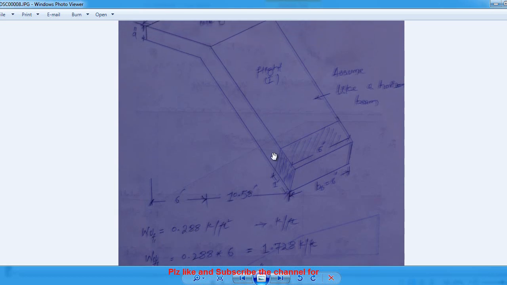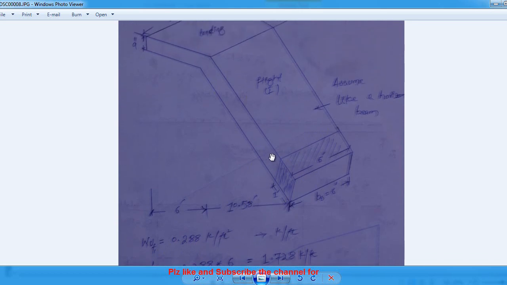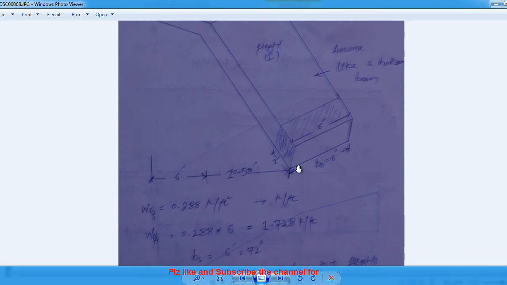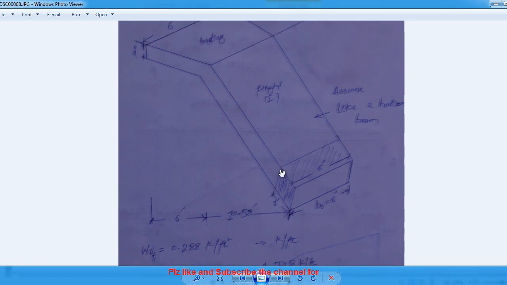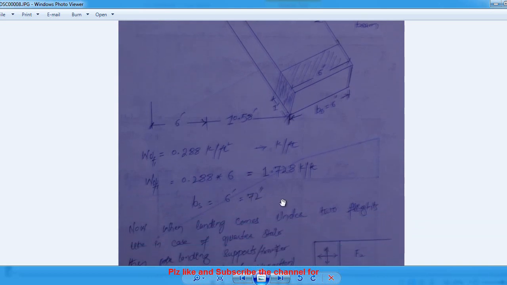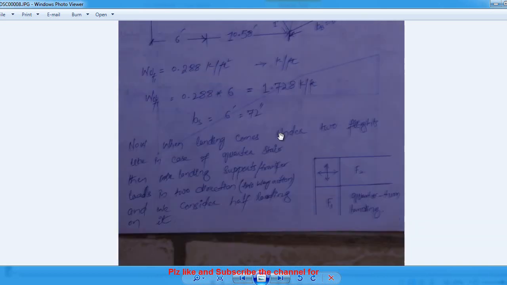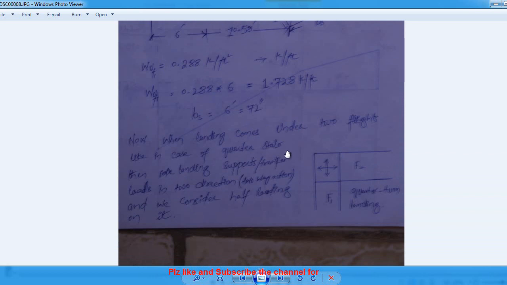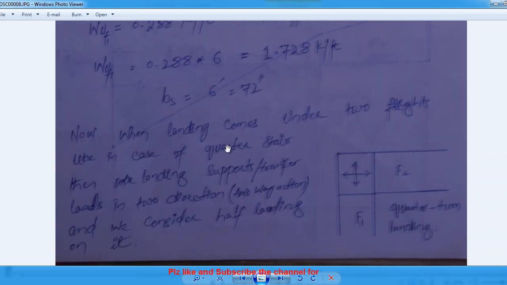We calculated the load for flight 1 as 0.288 kip per square feet. If we are designing as a beam, then we have to convert this square feet loading into per feet. For that purpose, we have to multiply by the width. So that gives us 1.728 kip per feet. And similarly for the landing, where the width will be 72 inches. This information is very important.